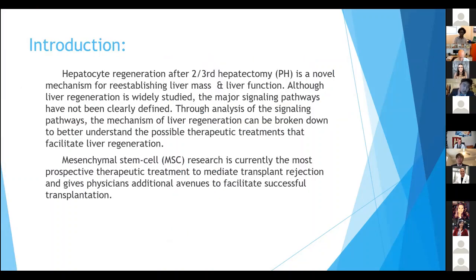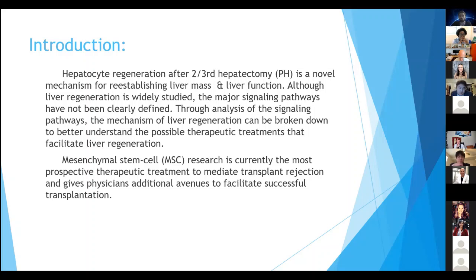And just to get going, hepatocyte regeneration after 2/3 hepatectomy, which is the resection of 2/3 of the liver, and that's why it's called a partial hepatectomy, is a novel mechanism for reestablishing liver mass and liver function. Although liver regeneration is widely studied, the major signaling pathways have not been clearly defined yet. Through analysis of the signaling pathways, the mechanism of the regeneration can be broken down to better understand the possible therapeutic treatments that facilitate liver regeneration.